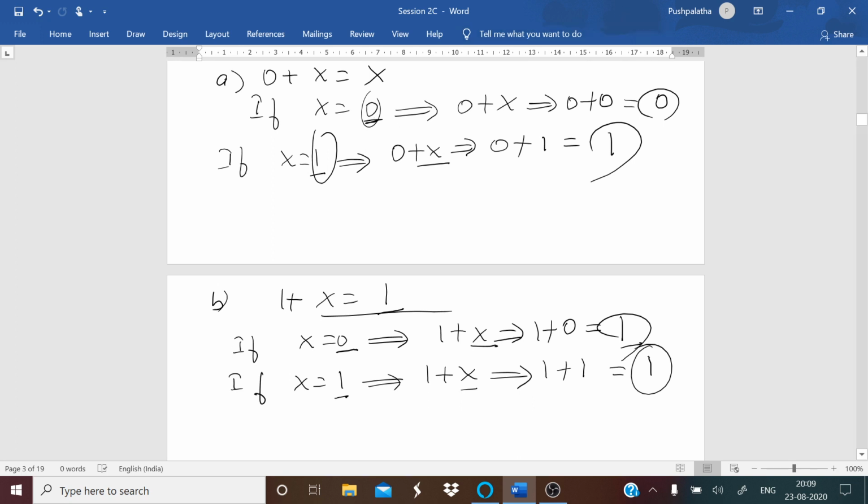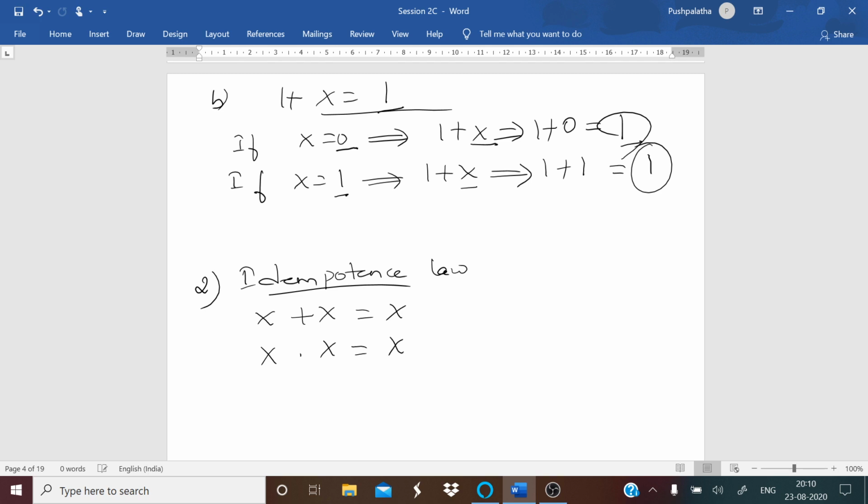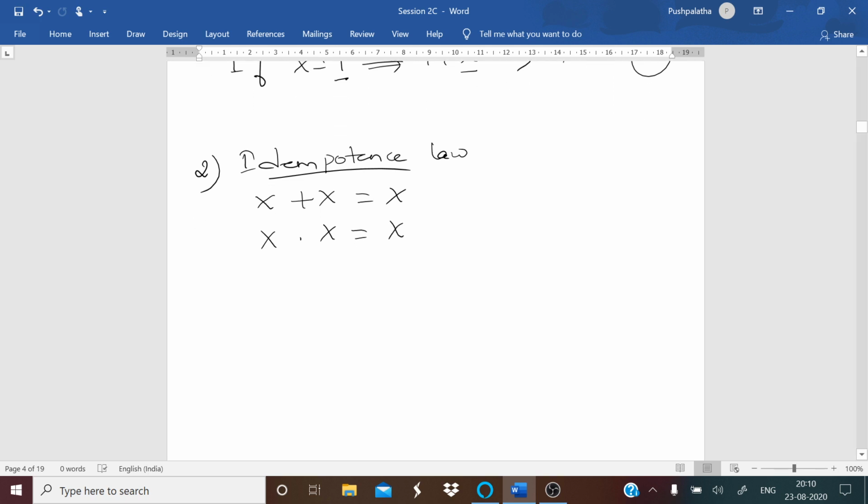Now the next, the second one, I think it is the idempotence law. So what does this idempotence law state? It states that x plus x equals x and x into x equals x, right? So you have to prove this now.